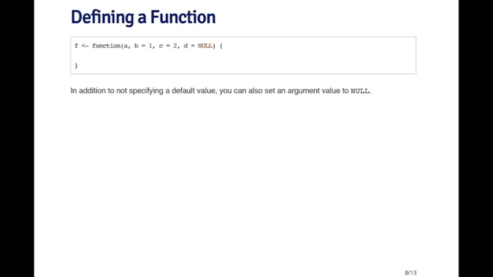So NULL is a common value to assign to an argument, which can mean a variety of things, but it usually means that there's nothing there.